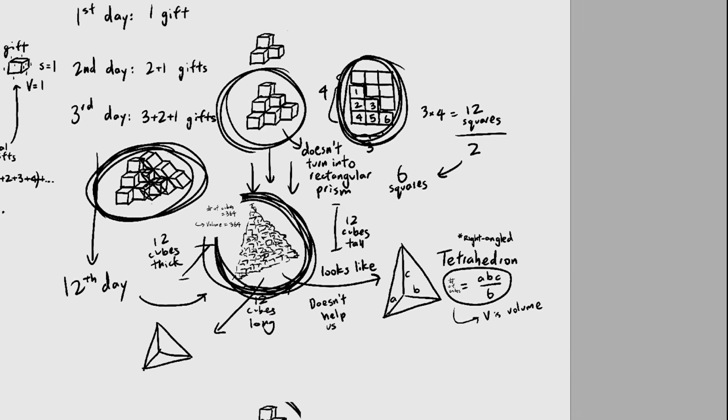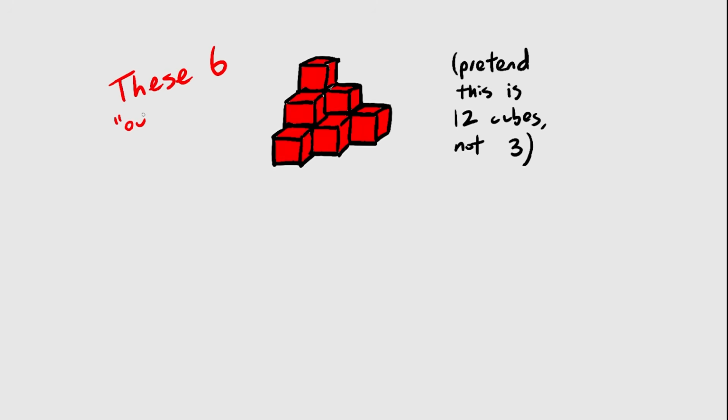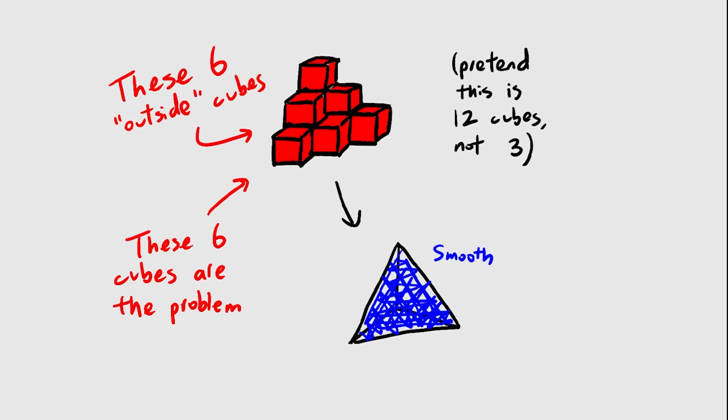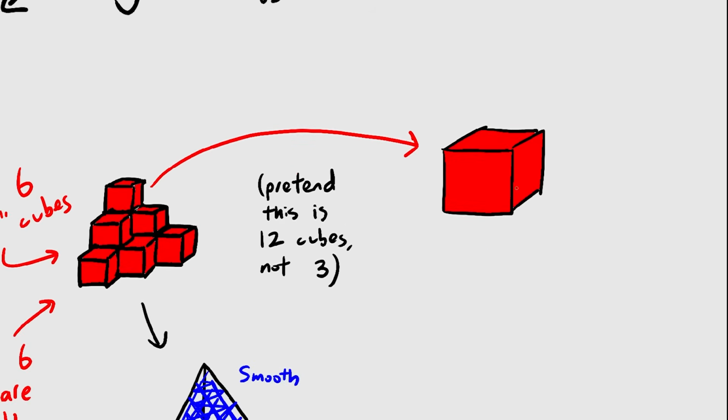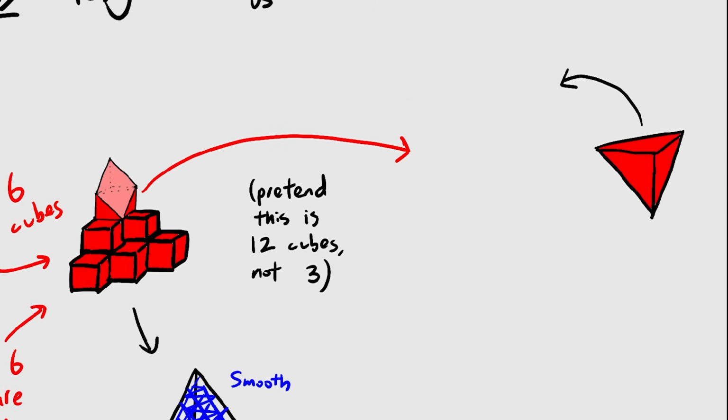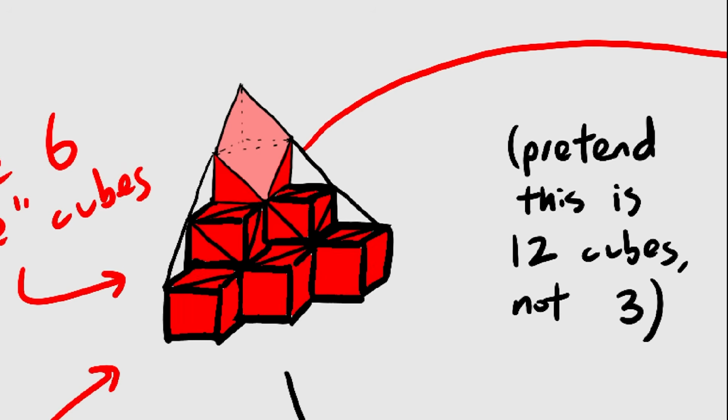So now, here's the clever part of the solution. See all these cubes on the outside? They are what's preventing us from using the tetrahedron formula. We need to make the surface smooth somehow. So what we do is, take each of these outside cubes, cut a small tetrahedron off, glue it to the top so that a smooth surface is formed, and if you do this to each and every one of these outside cubes, the entire surface will become smooth.